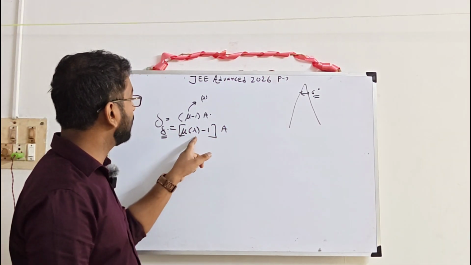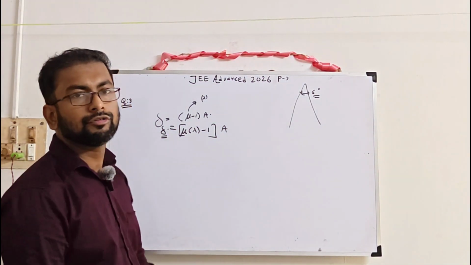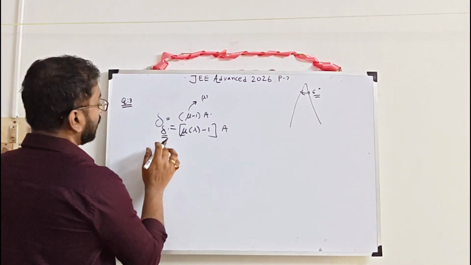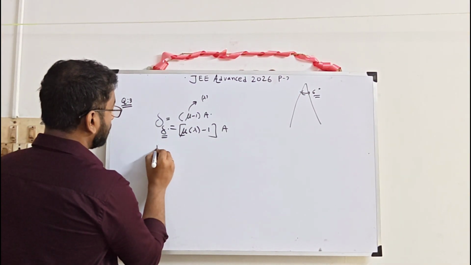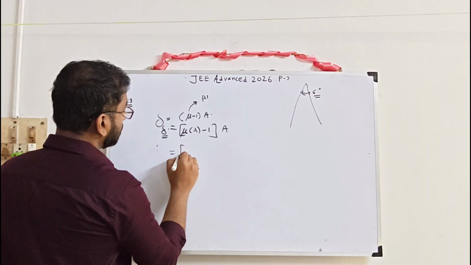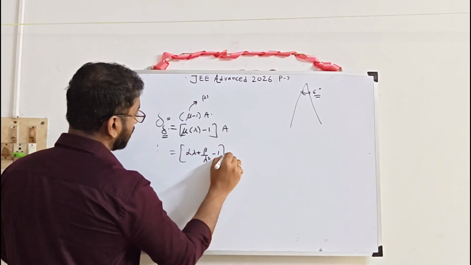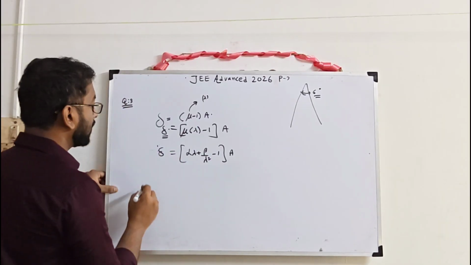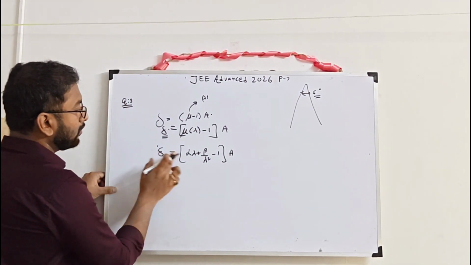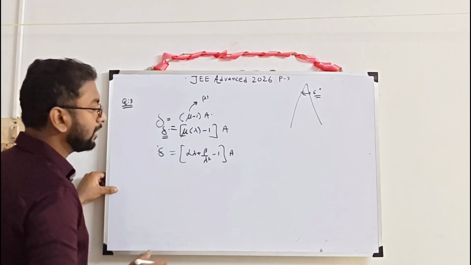Now for a particular value of lambda we will get the minimum of delta. Delta is the deviation, and I am getting delta as a function of lambda. So let's put the value: alpha plus beta by lambda square, minus 1, into A, that is going to be our delta. So we'll get a minimum value for a particular value of lambda.